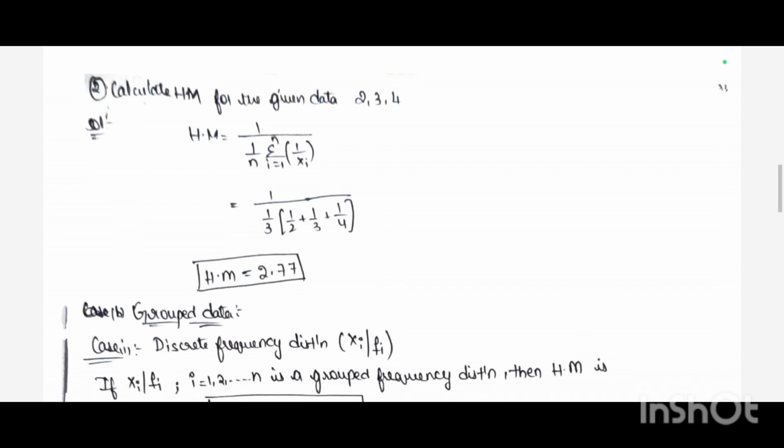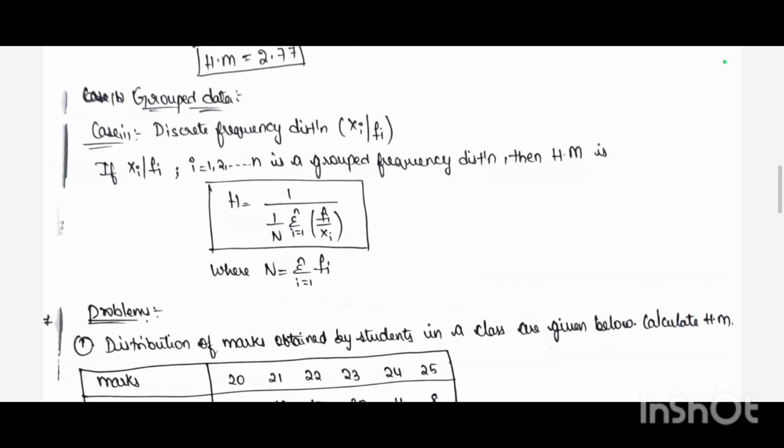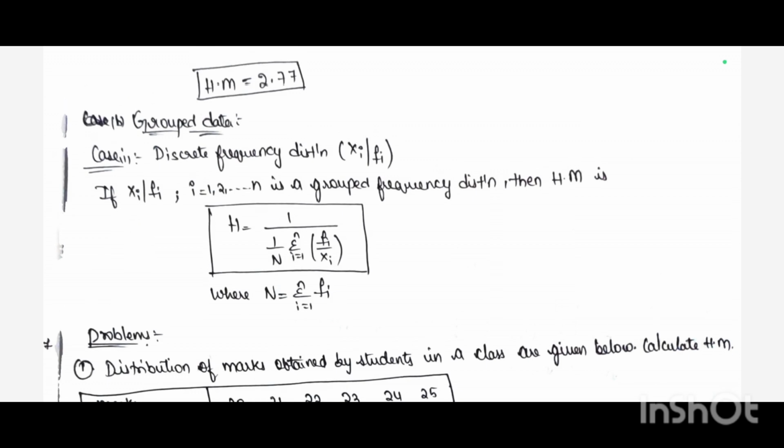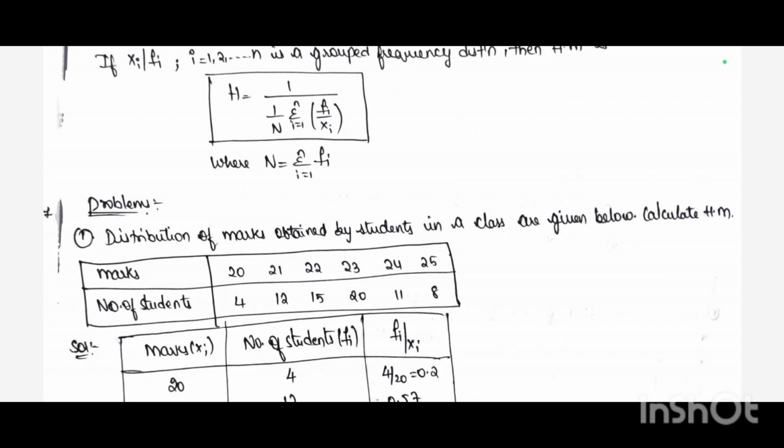Okay, calculate the harmonic mean for the following data. So that is 3 divided by (1/2 plus 1/3 plus 1/4). So that implies 2.77. For grouped data also, we have to calculate N divided by summation fi divided by xi. Grouped data in the sense discrete data with frequency observations.